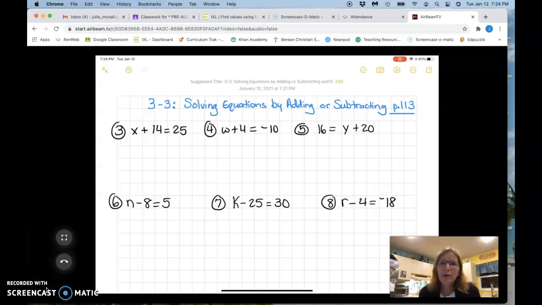Hi guys, today we are starting a new lesson, lesson 3-3, which is solving equations by adding or subtracting.